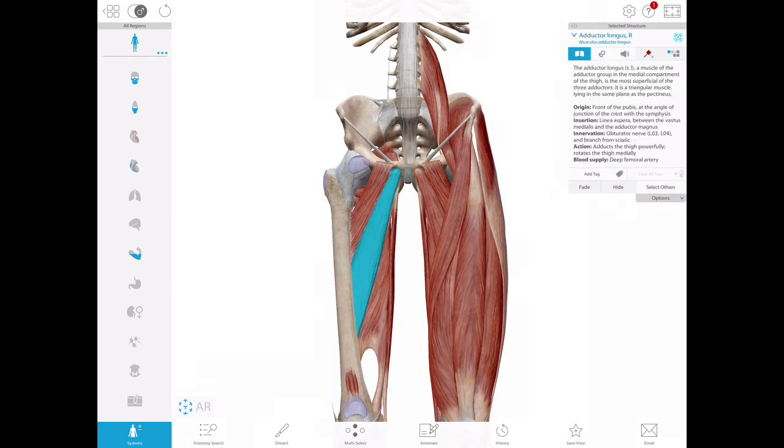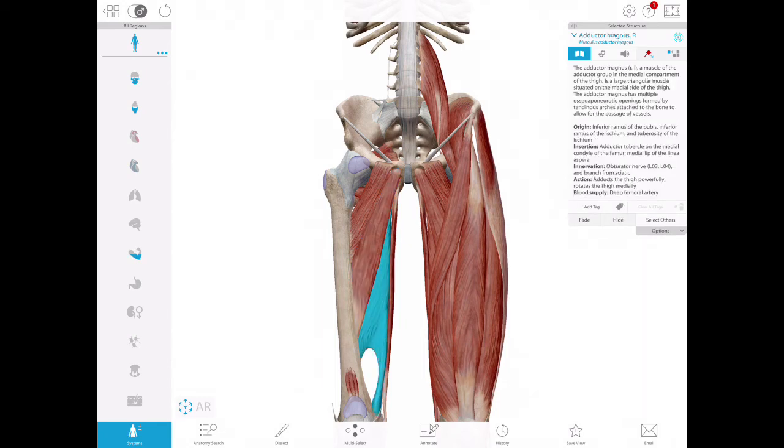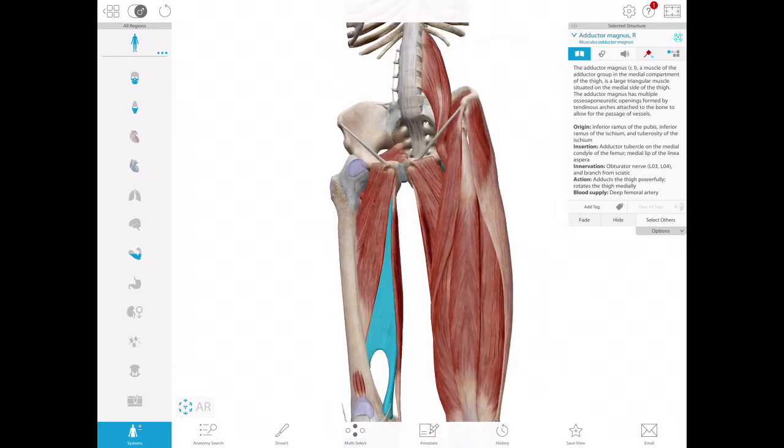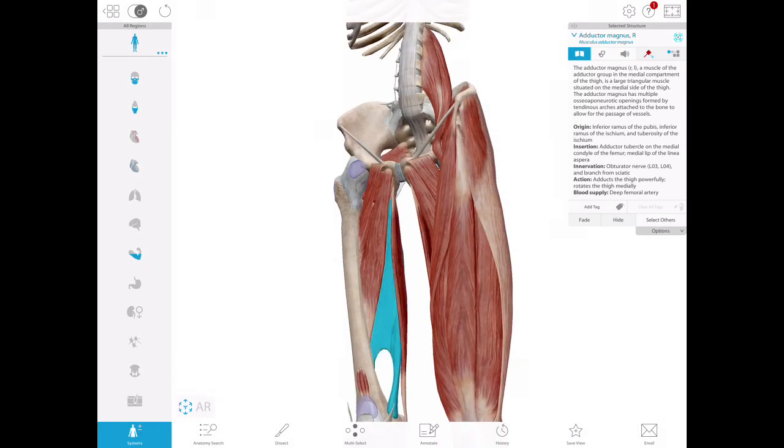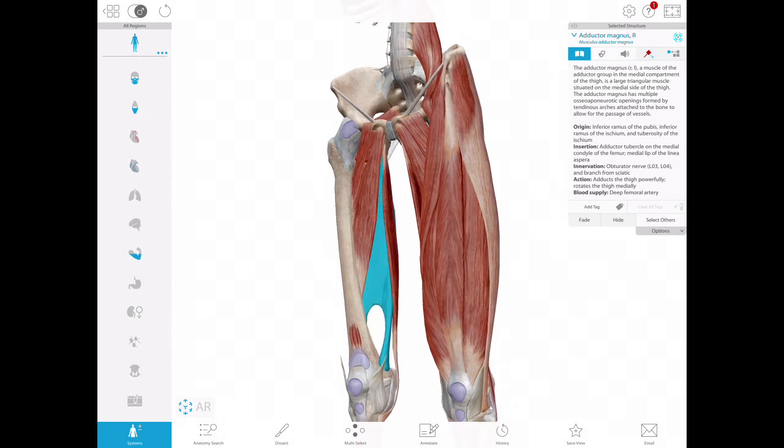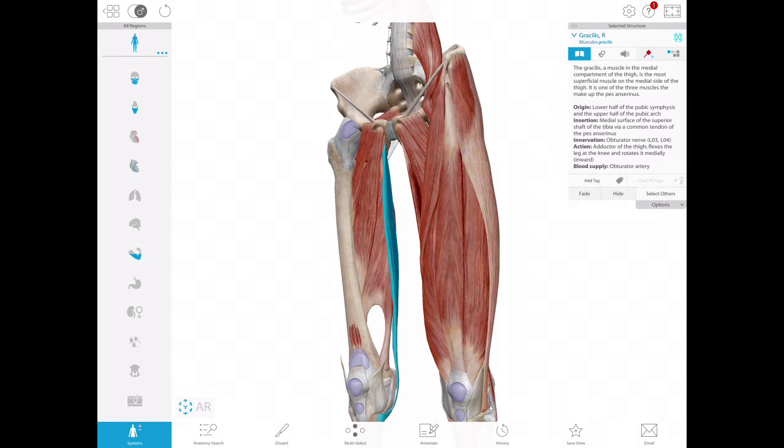This is adductor longus. It originates on the pubis, inserts on the middle third of the linea aspera, and helps with hip adduction. Now here we have the adductor magnus. It originates on the ischium and pubis and inserts on the entire linea aspera and adductor tubercle. It helps with hip adduction. And now here is the gracilis, which originates on the pubis, inserts on the anterior medial surface of the proximal end of the tibia, and also helps with hip adduction.